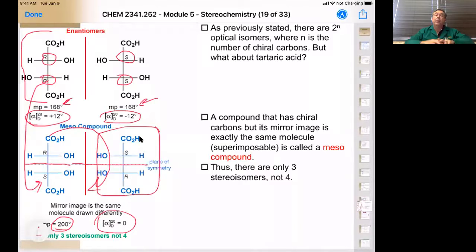Okay, so you would always draw all 4 in the set of diastereomers and then look for the mirror plane. If you find it, it's going to turn it into a meso compound. And it is not chiral. It does not have optical activity. All right, questions?